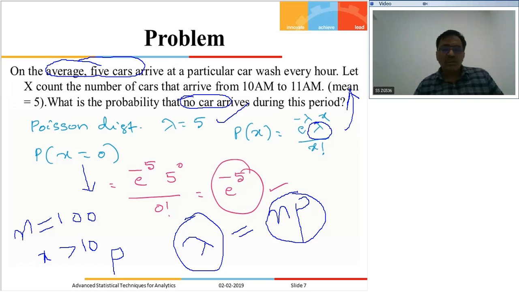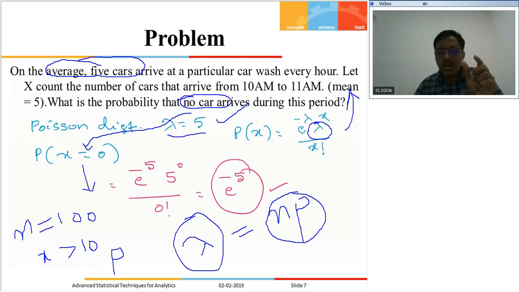Which one? This one, e power minus 5. Here lambda equals 5, and we want to find the probability of no car, that means x equals 0. Then e power minus lambda, that is 5, lambda power x, 5 power 0, divided by 0 factorial. 0 factorial equals 1, therefore 5 power 0 is 1. Therefore, e power minus 5 comes into the picture. So x equals 0 means the probability that no car arrives during the period.